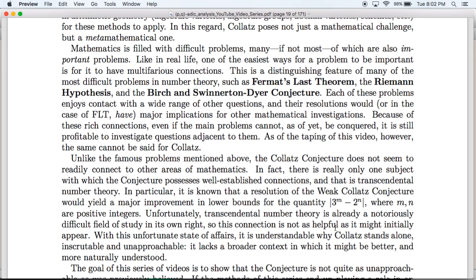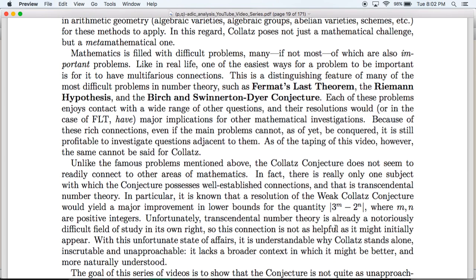So the result of all of this is that Collatz stands alone, inscrutable and unapproachable. It lacks a broader context in which it might be better and more naturally understood. The fact that Collatz suffers this problem is absolutely critical if we want to understand how the problem relates to the mathematical community as a whole.